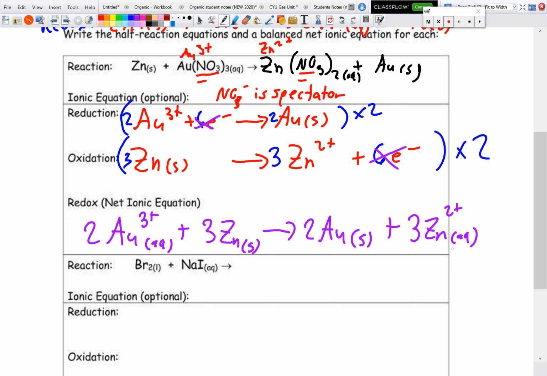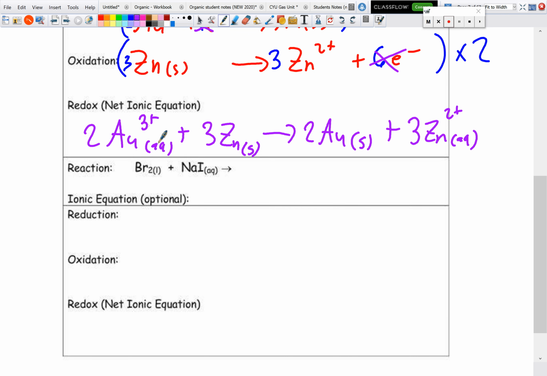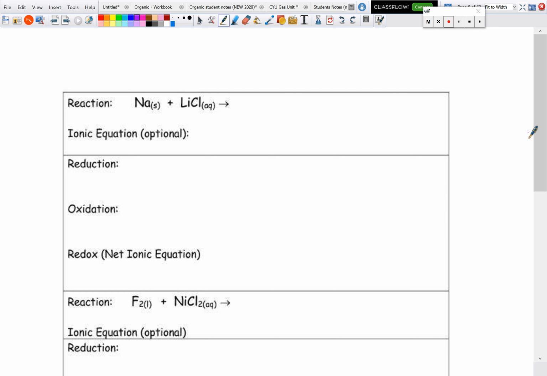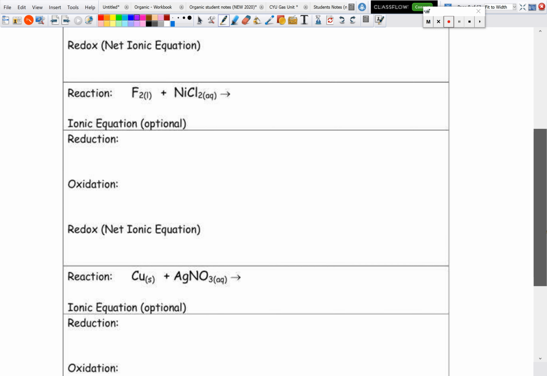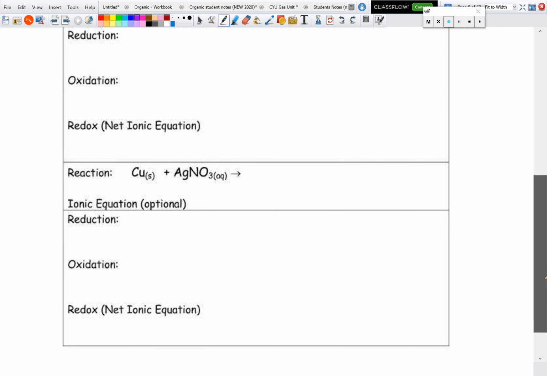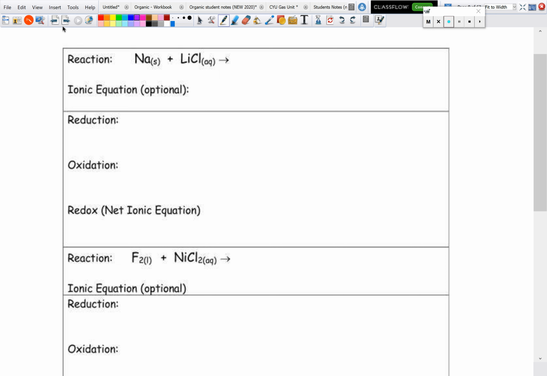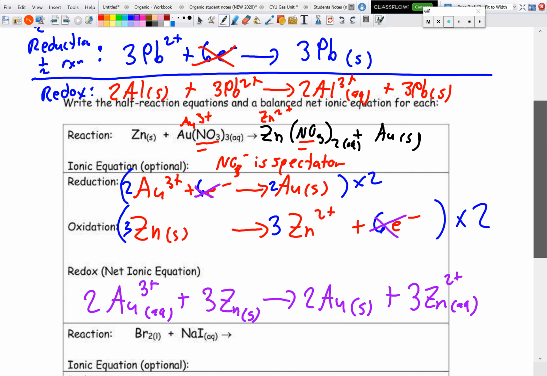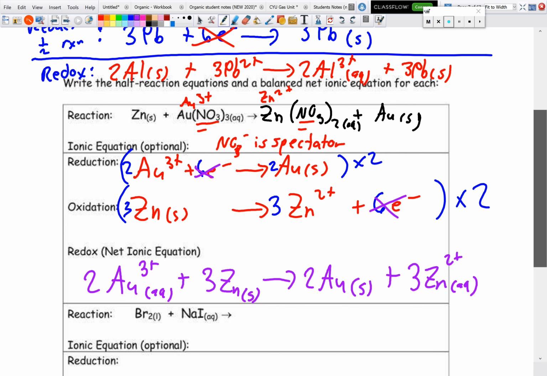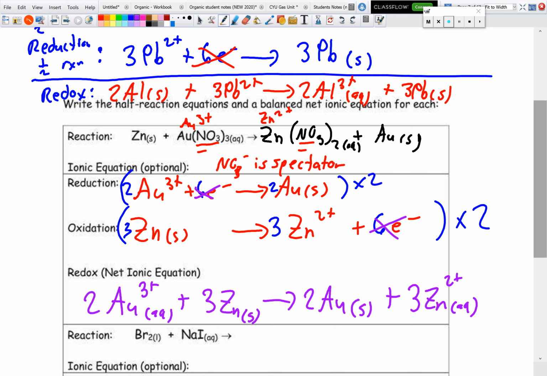All right, so there's definitely a few more examples here where we have the bromine and sodium iodide, and then on the next page we've got sodium and lithium chloride, fluorine and nickel chloride, and of course copper and silver nitrate. With these, I'd recommend pausing the video or just giving them a go, and then check the answers. The answer key is linked. So I'm not going to go through all of them.